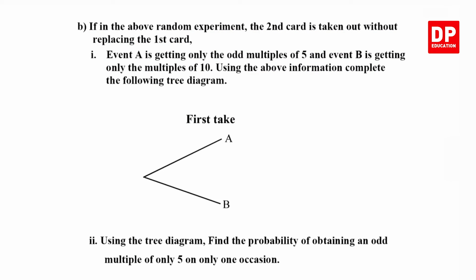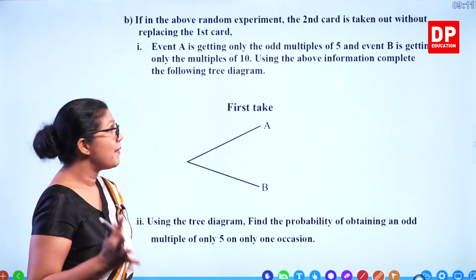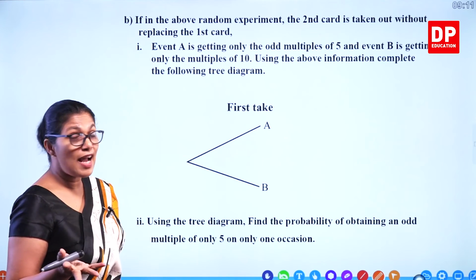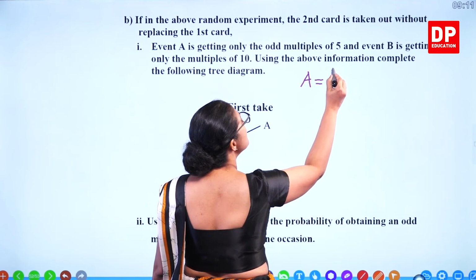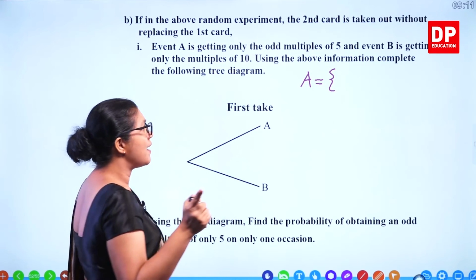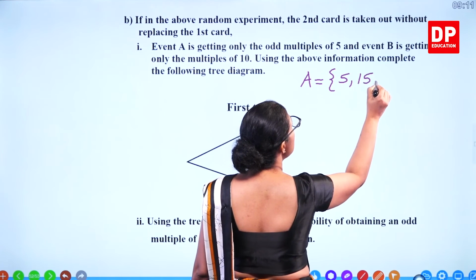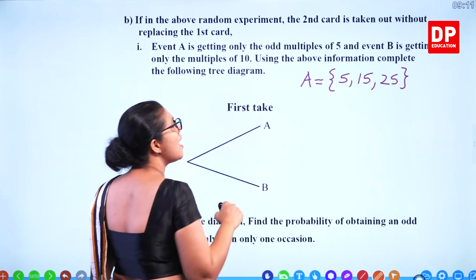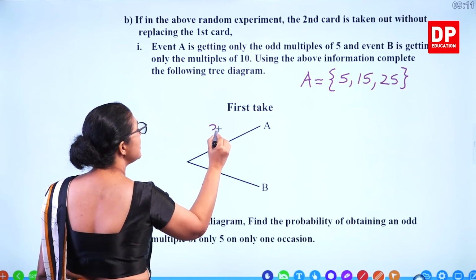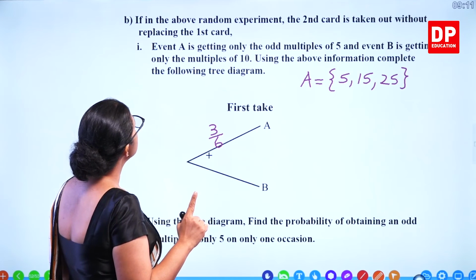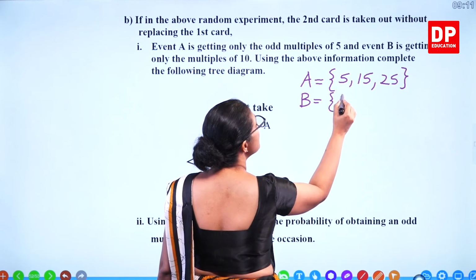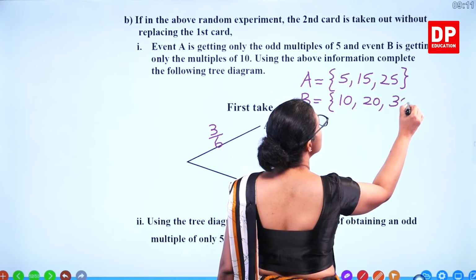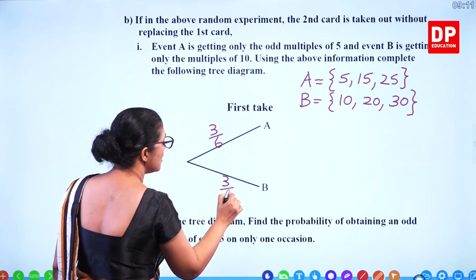Now we'll take part B. If in the above random experiment the second card is taken out without replacing the first card, that means this is a dependent case, not replacing. So the probabilities are changing. Event A is getting only the odd multiples of 5. All are multiples of 5, but the odd ones are 5, 15, 25. So 3 possibilities out of 6, probability 3 over 6. B is the event of getting only the multiples of 10: 10, 20, 30. 3 possibilities out of 6.